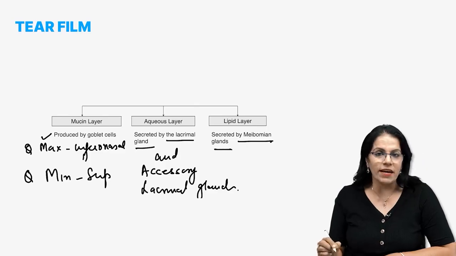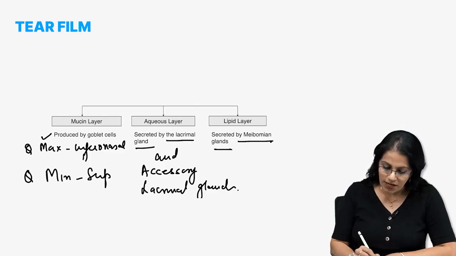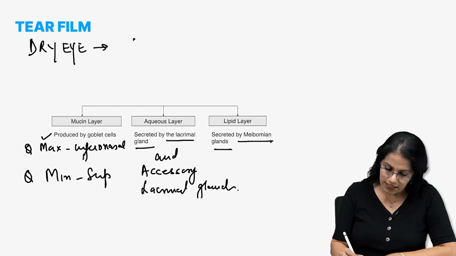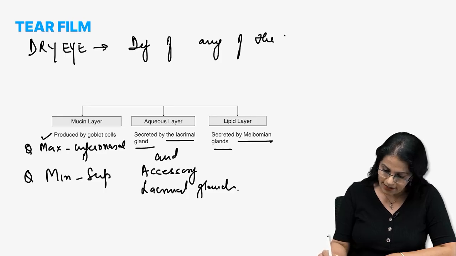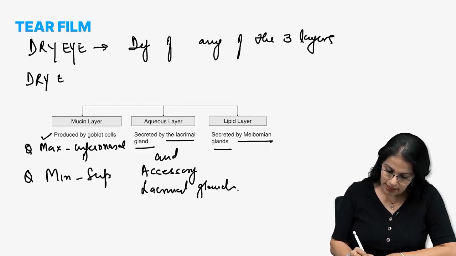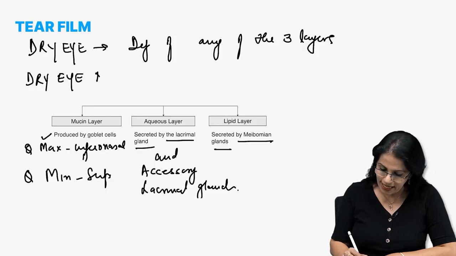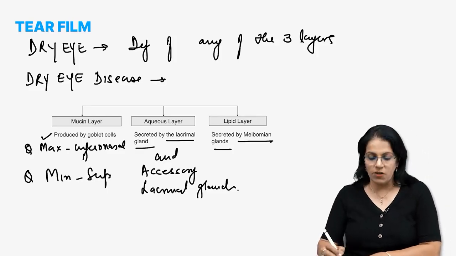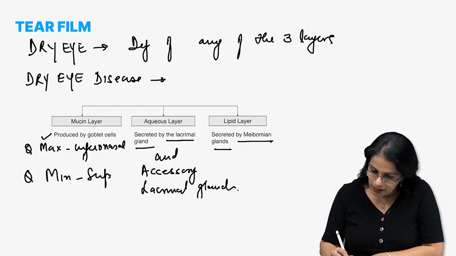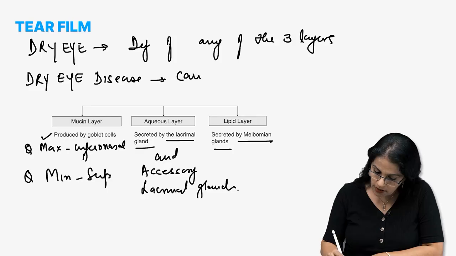Now, deficiency of any of these three layers is what is called dry eye. So, what is dry eye? Dry eye means deficiency of any of the three layers. And what is dry eye disease? Dry eye disease means due to this deficiency, you start having inflammation, ocular inflammation. Okay? So, when it starts causing ocular inflammation, now this is called dry eye disease.